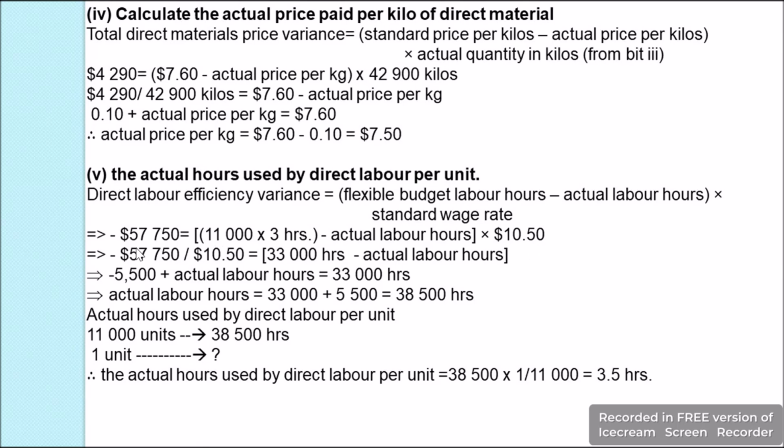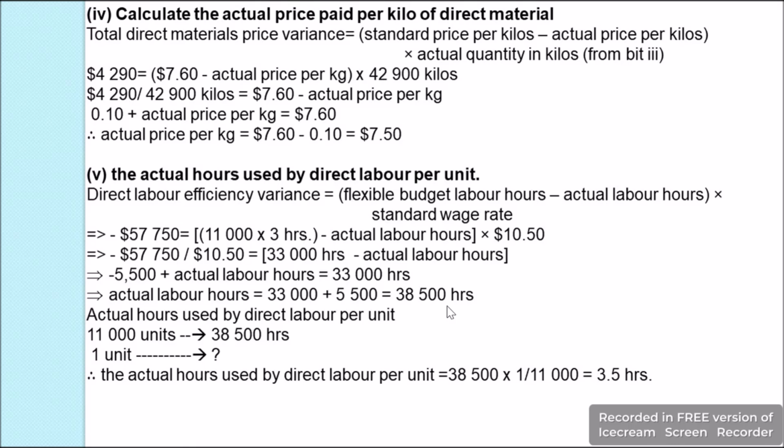So here $10.50 is in multiplication. If we take it to the other side, it will be in division. So when we divide this 57,750 by $10.50, we get 5,500, and then we have 33,000 hours minus the actual labor hours. As it is in subtraction here, we'll take this to the other side, hence we add the actual labor hours to 5,500 will be equal to 33,000 hours. This 5,500 is negative on this side. When we take it to the other side, it will be positive. So the actual labor hours will be equal to 33,000 plus 5,500, which will be 38,500 hours.